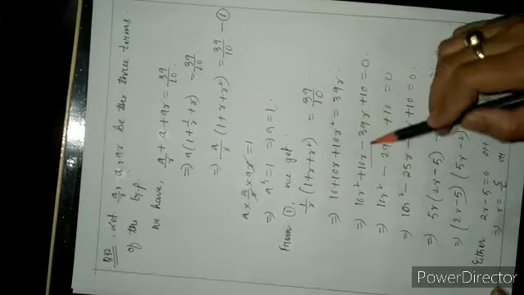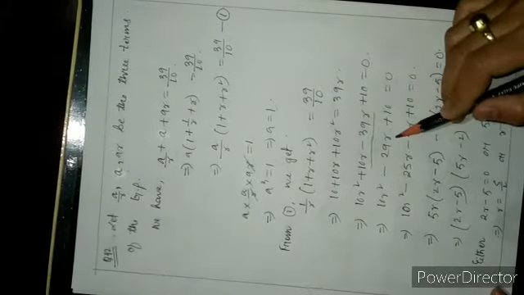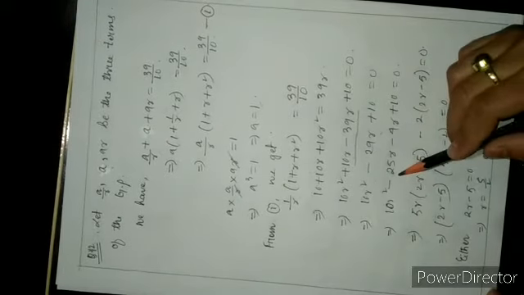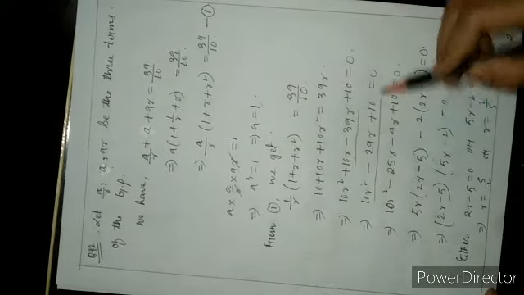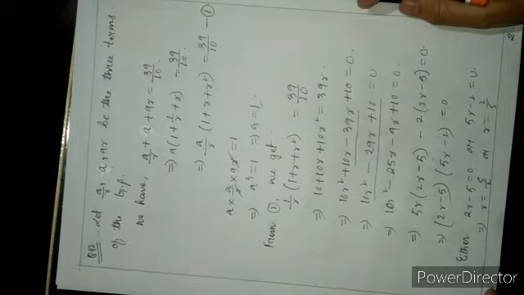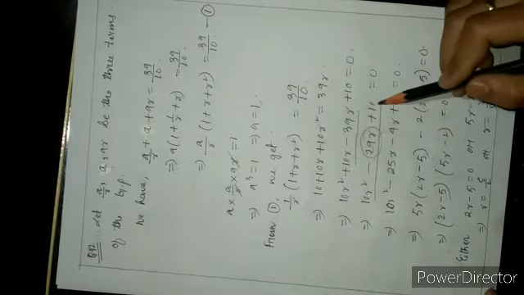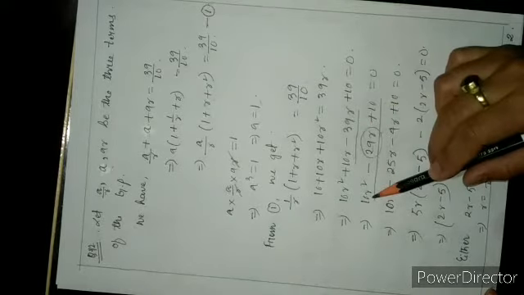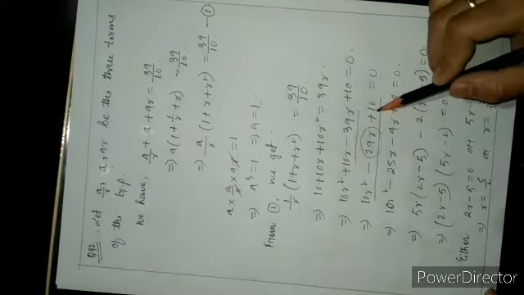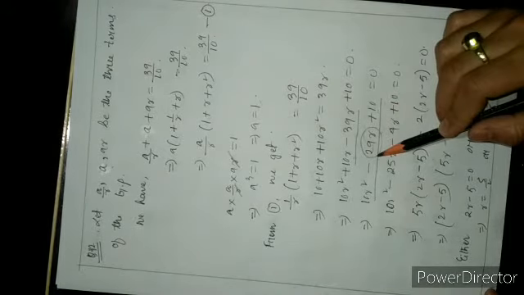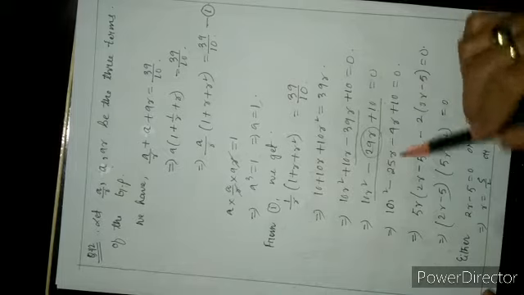Taking the difference, 10R square minus 29R plus 10 is equal to 0. This is a quadratic equation in R. We solve this quadratic equation by the splitting method, splitting the middle term. Multiplying 10 by 10 gives 100. We need two numbers whose product is 100 and whose sum is minus 29, so both numbers are negative.